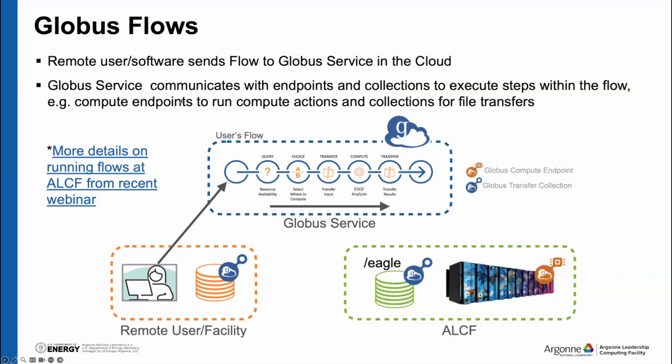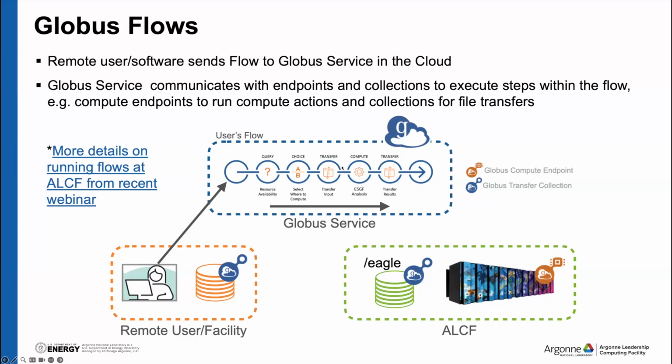So when it, for example, gets to this middle step, the transfer step, where it's supposed to transfer input to maybe a machine like Polaris, it knows what the source collection is and the destination collection is. So what it will then do is coordinate maybe a transfer between these two collections sitting on, maybe a file system at the remote facility and onto Eagle.